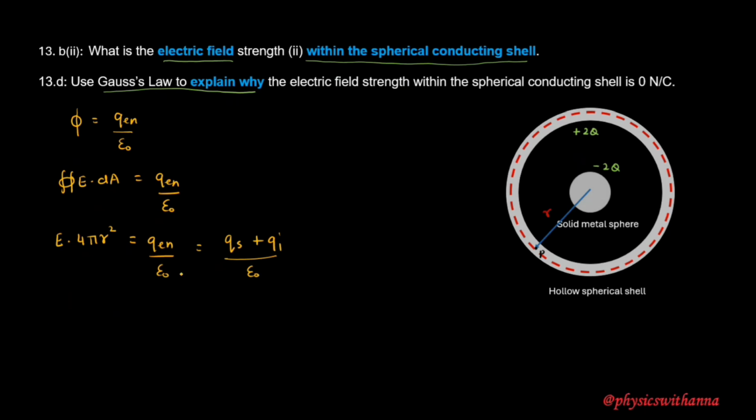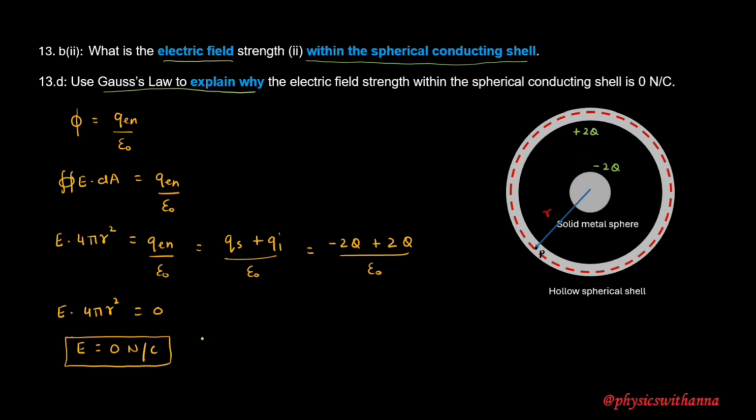That gives me charge on the sphere to be negative 2q, charge on the inner surface to be plus 2q over epsilon naught, which gives me E times 4 pi r squared equals 0. And when you solve this, you get E to be equal to 0 Newton per Coulomb. So the electric field within the spherical shell is equal to 0.